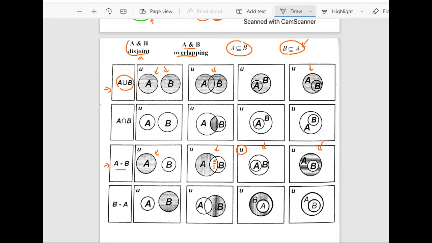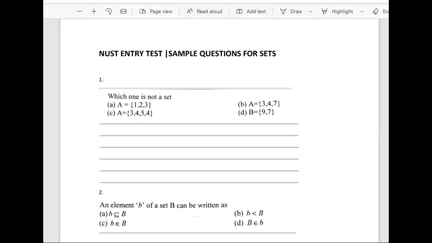Would you guys be able to do this row and this row on your own? Yes, ma'am. Okay, then let's talk about some questions. Are you able to see the questions? Yes, ma'am. Okay, perfect. Just give me one second.